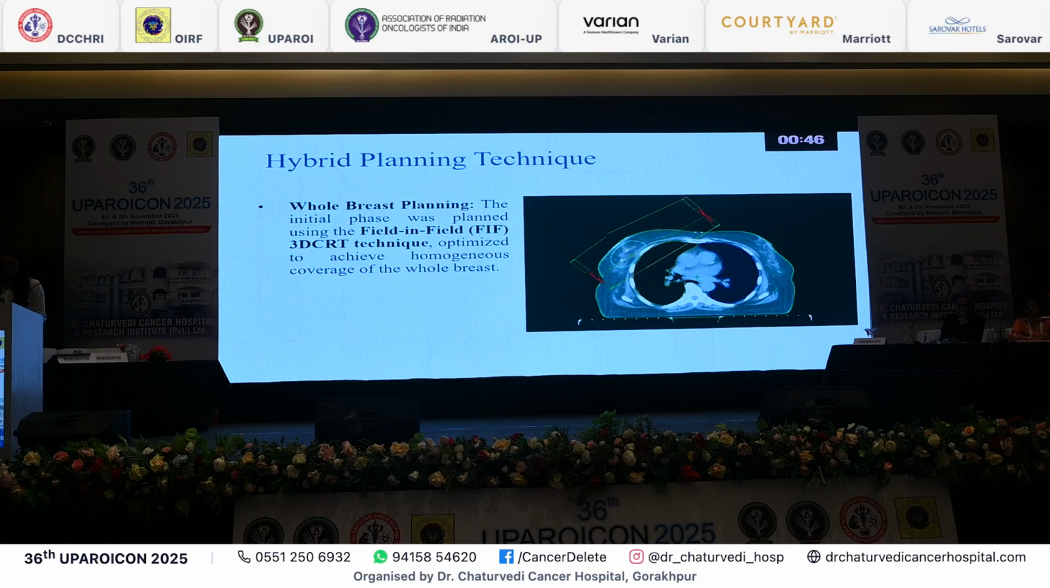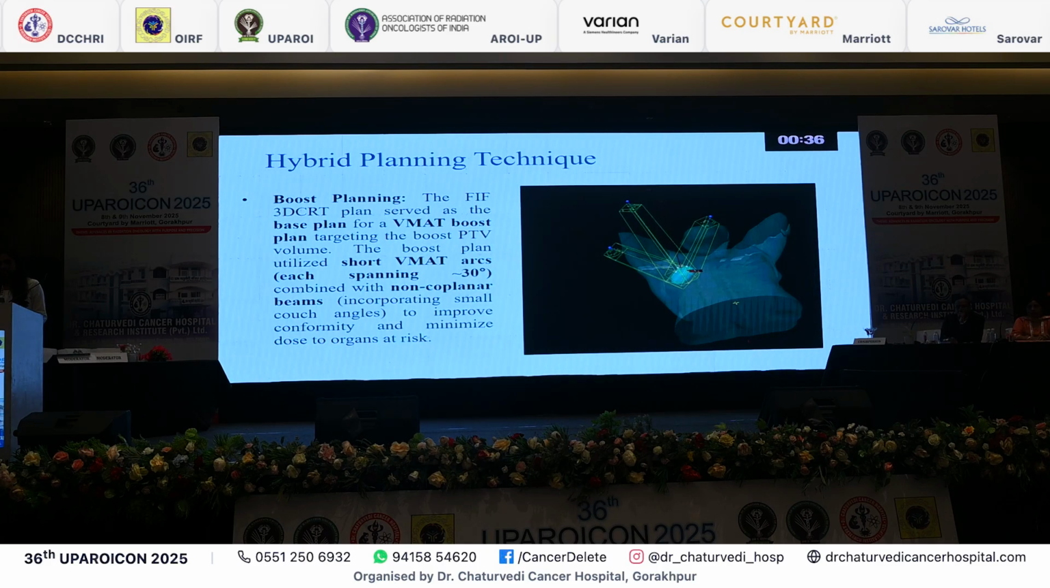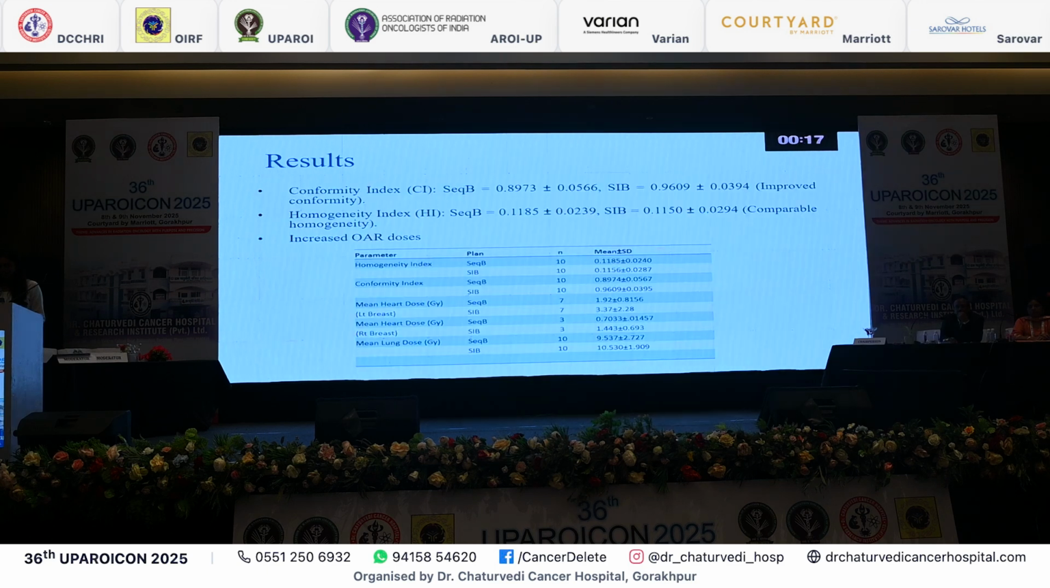The initial plan for the whole breast used a 3D CRT technique with field-in-field. In the next step, we chose this 3D CRT as a base plan for the boost VMAT plan, and we are using short VMAT arcs, each spanning around 30 degrees, combined with non-coplanar beams. That means we are giving some couch angles.